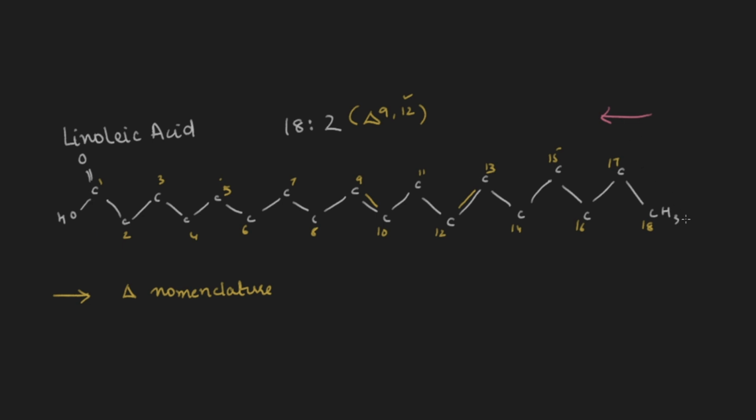When we are counting from the methyl end, we say that it is omega nomenclature. So when we start counting carbon numbers from the methyl end, we see that the first unsaturation is present at carbon number 6. So we say that linoleic acid is an omega 6 fatty acid.